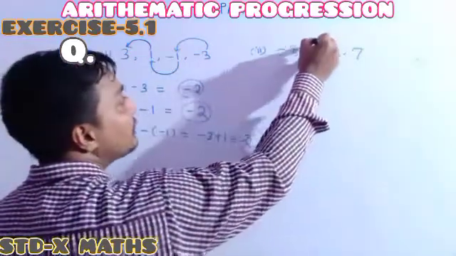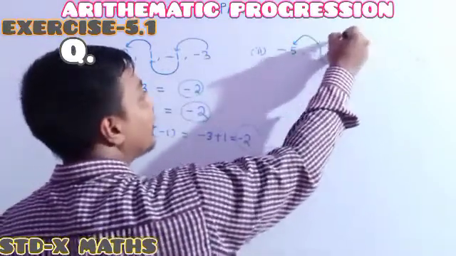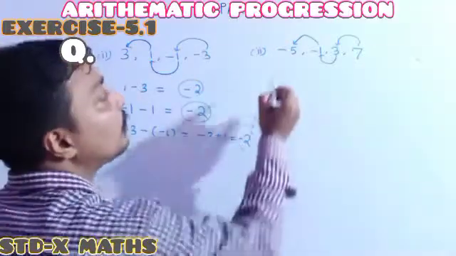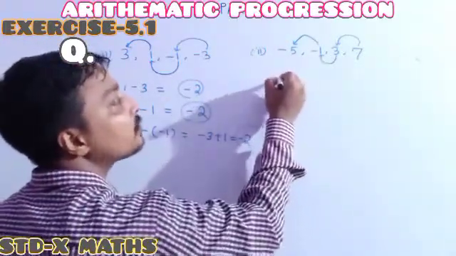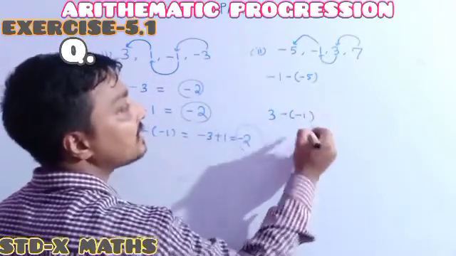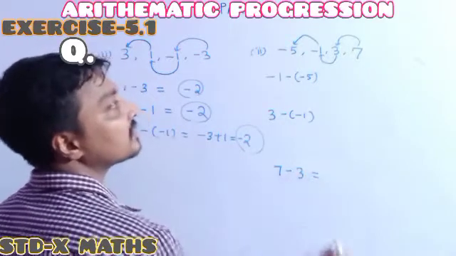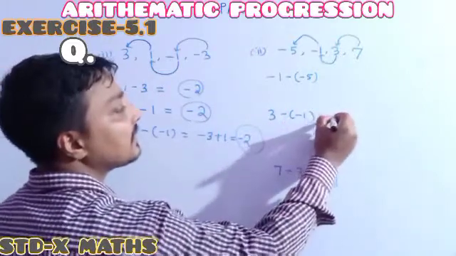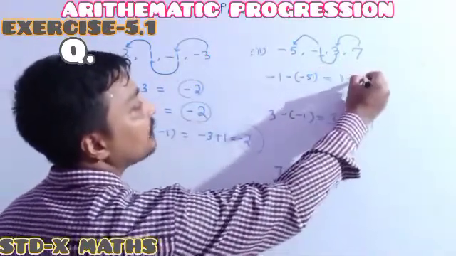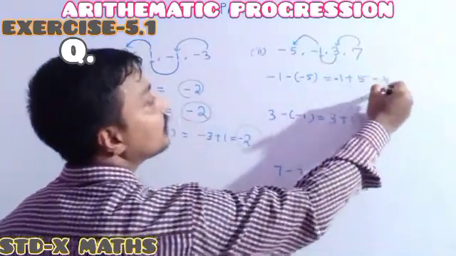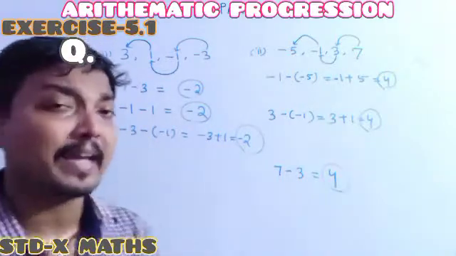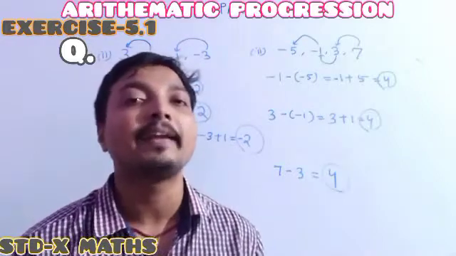Let's have a check. Here also we need to check the difference. Always remember, we have to subtract the previous term from the next term. It means minus 1 minus of minus 5. Then 3 minus of minus 1, how much? Then 7 minus 3, how much? See, 7 minus 3 is 4. This one, 3 minus of a minus 1 means plus 1, which is 4. And here 1 minus of a minus 5 means plus 5, minus 1, which is 4. So everywhere we are getting the common difference 4. Between any two consecutive terms the difference is the same, so we can call the list of numbers an AP.